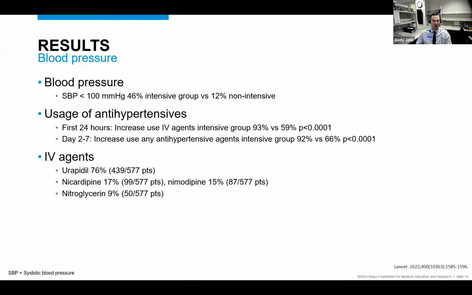And looking at the IV agents that they did utilize, I think something important to point out was that the usage of urapidil was very common, and this is a therapy that we don't readily have available here in the United States. It would be an alpha antagonist. Of course, in our practice, we're more used to things like calcium channel blockers and beta blockers like labetalol potentially. So this is important when thinking about the external validity of the study.